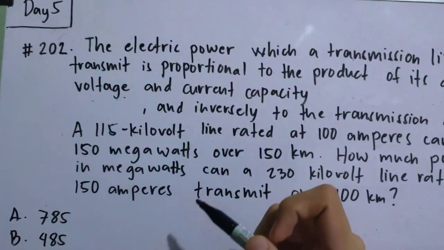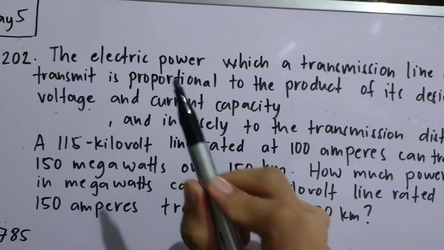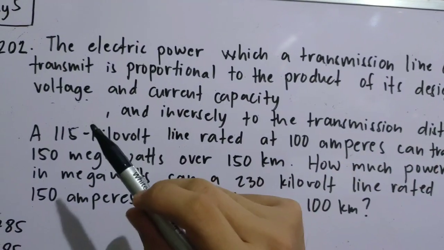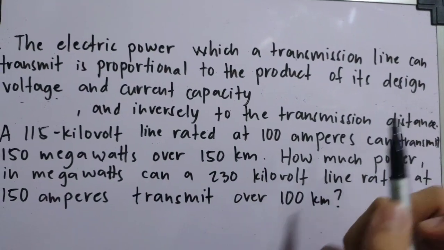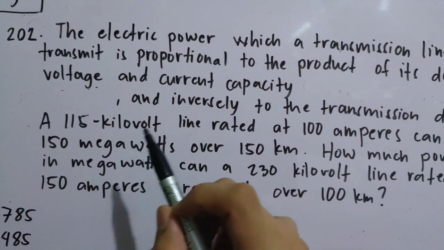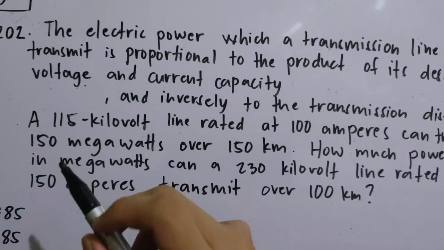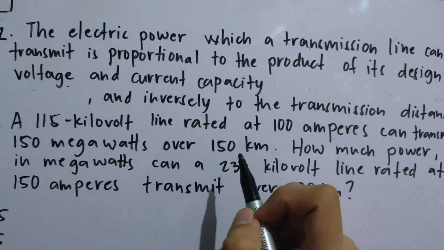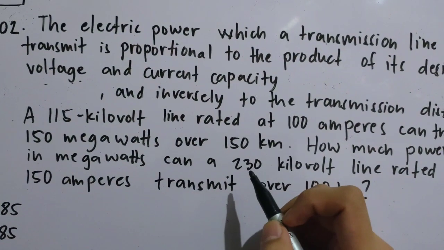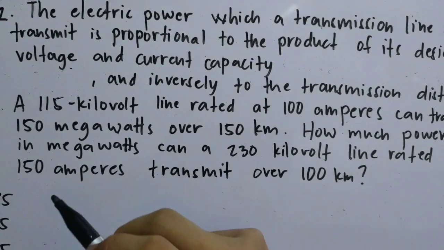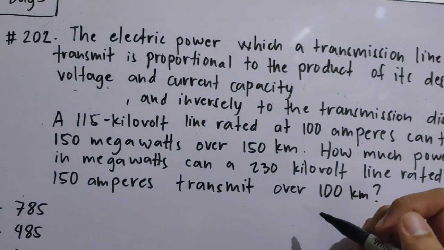Number 202. The electric power which a transmission line can transmit is proportional to the product of its design voltage and current capacity, and inversely to the transmission distance. A 115 kV line rated at 100 amperes can transmit 150 megawatts over 150 kilometers. How much power in megawatts can a 230 kV line rated at 150 amperes transmit over 100 kilometers?